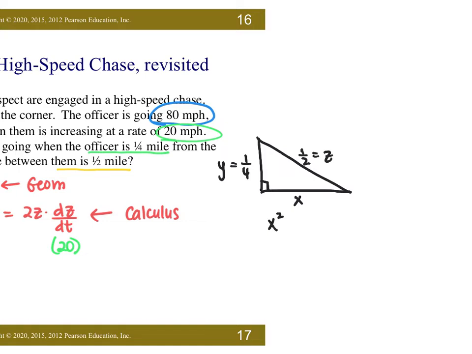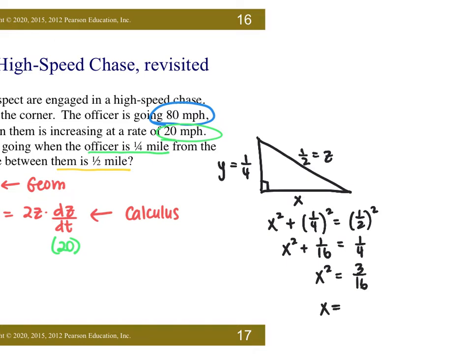So x squared plus 1/4 squared equals 1/2 squared. So that's x squared plus 1/16 equals 1/4. So if we subtract 1/16, we get 3/16. So x is both the plus and the minus square root of 3/16. But we only need the positive one right now because we're on the positive side of the origin.